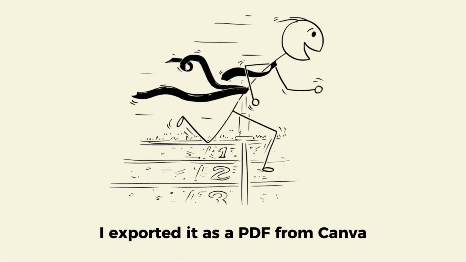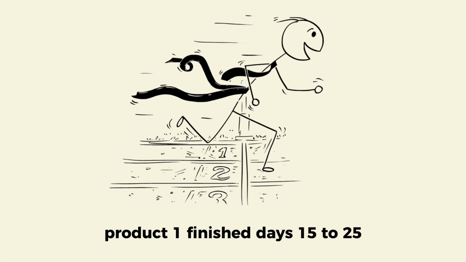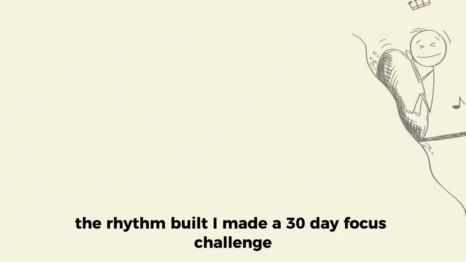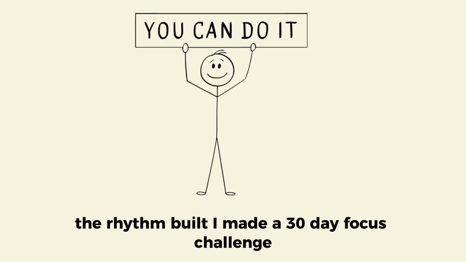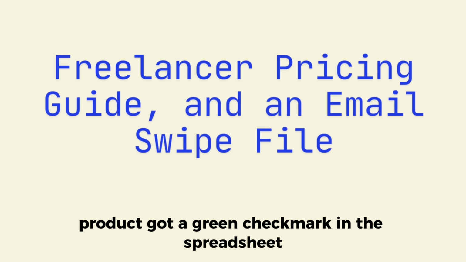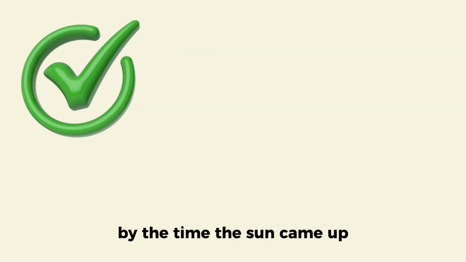My first completed checklist sat on the screen. I exported it as a PDF from Canva. Product 1 finished. Days 15 to 25, the rhythm built. I made a 30-day focus challenge, a freelancer pricing guide, and an email swipe file. Each finished product got a green check mark in the spreadsheet. By the time the sun came up, 20 green checks filled the page.